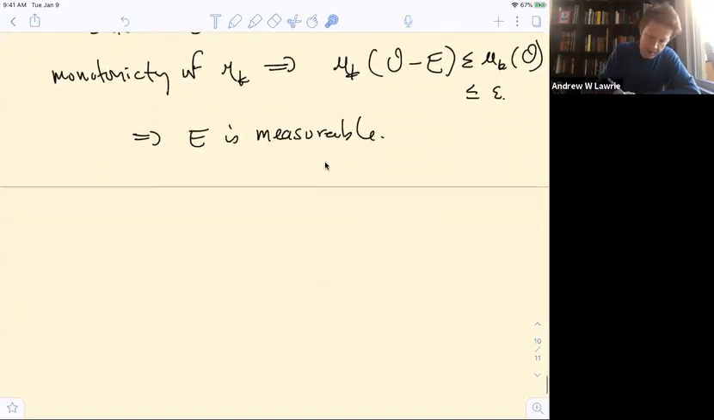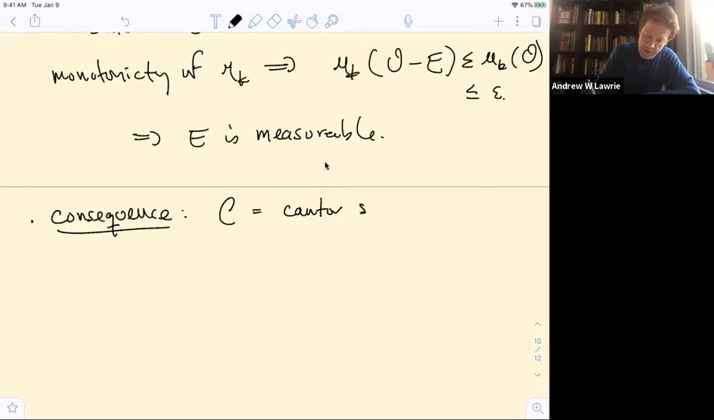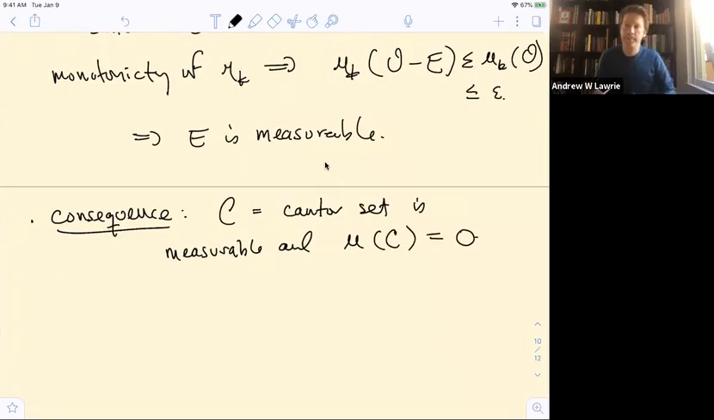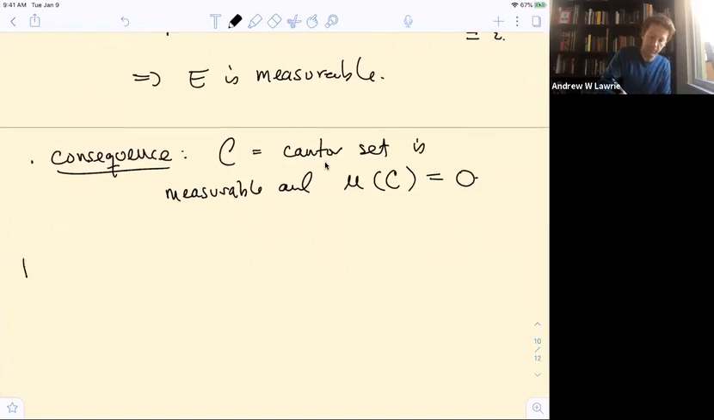A consequence of this, one example that we had: the Cantor set is measurable, and the measure of the Cantor set is zero. Remember, we proved that the exterior measure of the Cantor set had to be zero. So therefore, it has measure zero. It's measurable and its measure is zero.